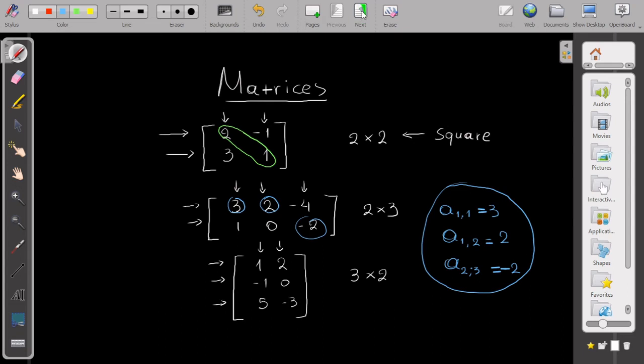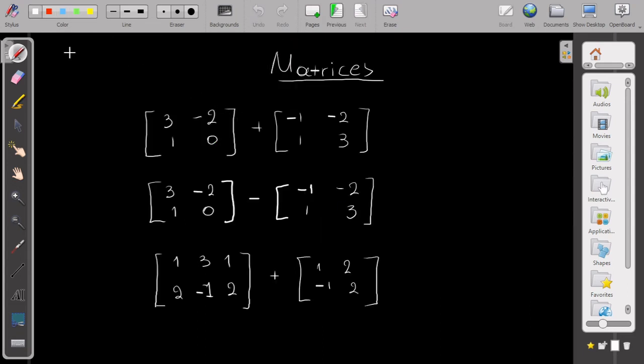Now, let's see here. Which are the basic operations of a matrix? Addition, subtraction. As an introduction, how do I add two matrices? It's very easy. I just add the corresponding elements. So here, very important, we will see it also here, the matrices must have the same dimensions.